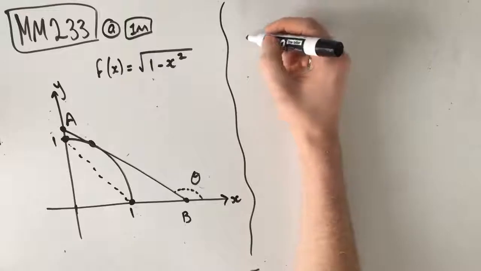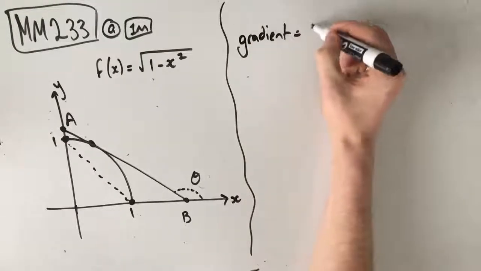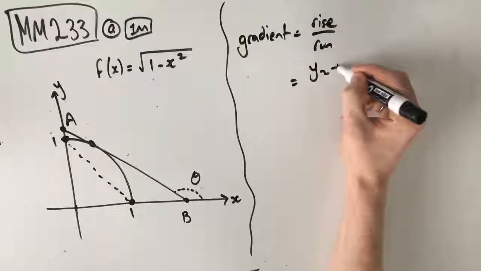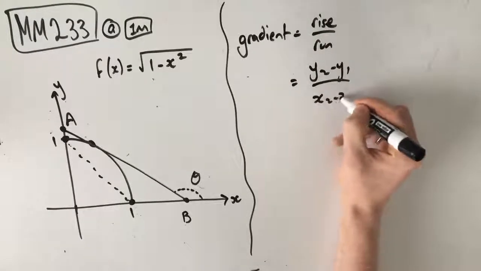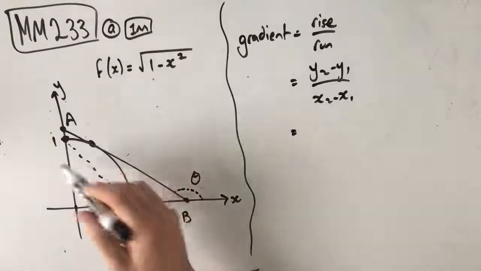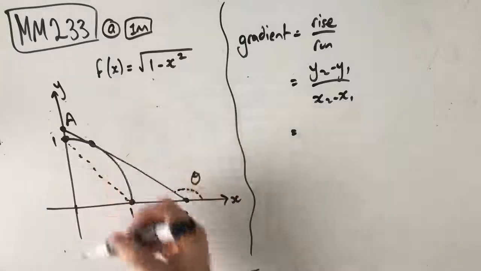So, how do we work out gradient? Well, gradient is equal to rise over run, which is y2 minus y1 over x2 minus x1. Cool, so it doesn't matter which point we use as 1 or 2, but I'm just going to do this one as y2.